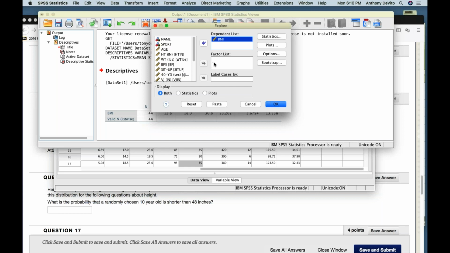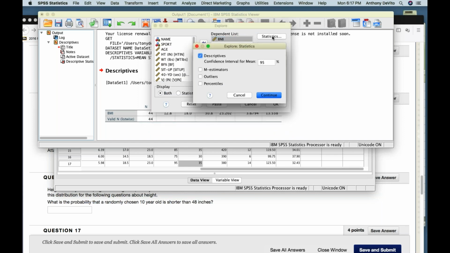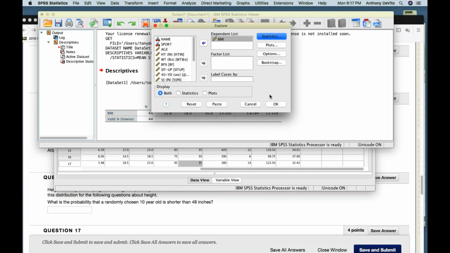Okay, if there were several categories, maybe by ethnicity, I could move ethnicity in here, and it would break it up into several groups where I could then observe what the average BMI was for each group and try to evaluate whether there's a difference or not. So I'm going to leave BMI there because I'm just looking at the overall BMI for all the student athletes. So I'm going to click on statistics. It's indeed going to do all these descriptive statistics for me.